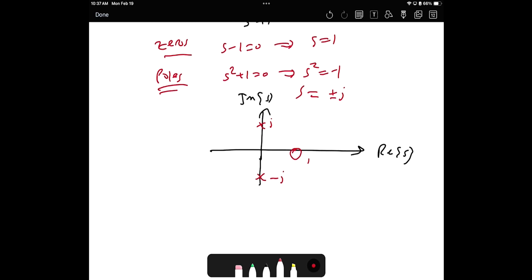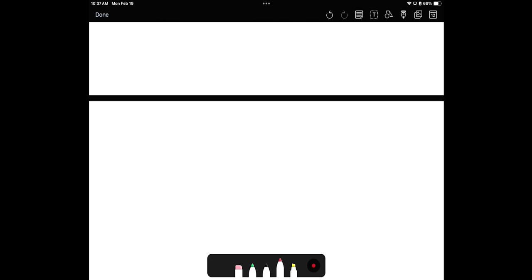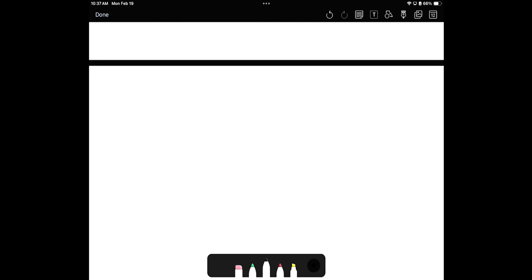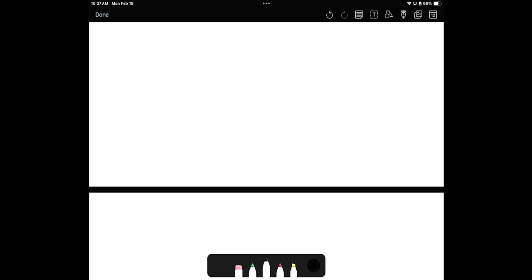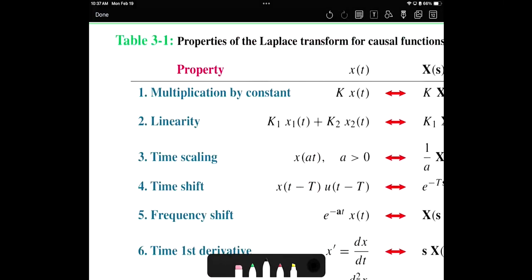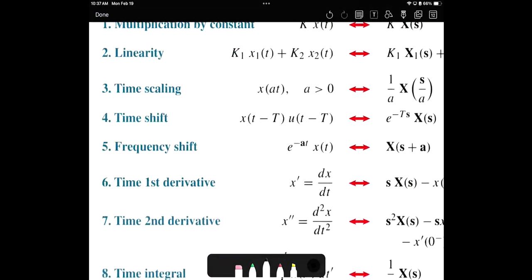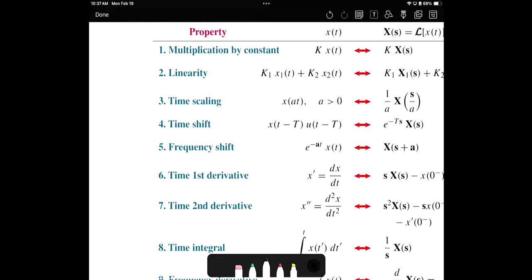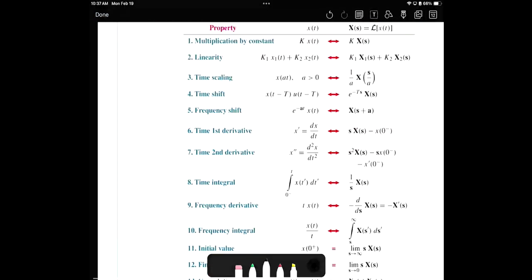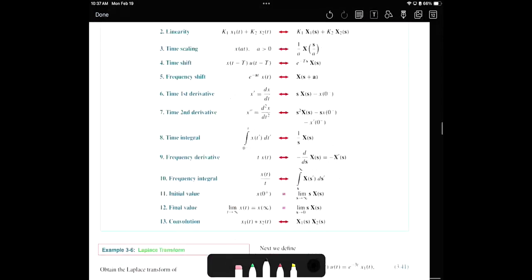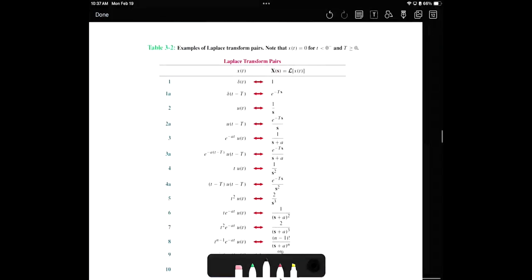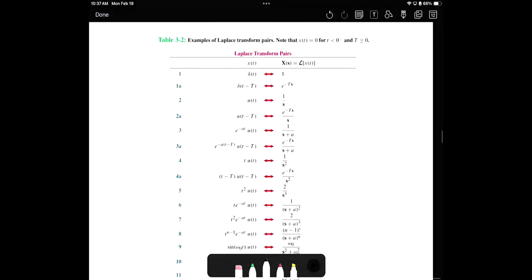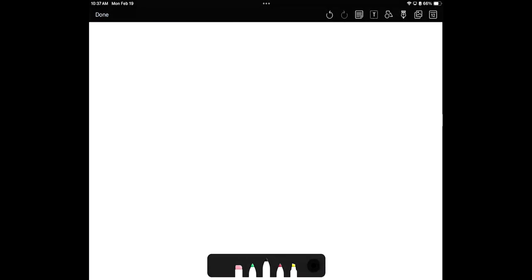Okay. Let's go to the continuation of properties in the Laplace transformation. Again, we can see tables 3.1 and 3.2. We will try to discuss these properties. We already discussed linearity. Now let's go to time shift and then frequency shift as well, and some other properties. So you should know tables 3.1 and 3.2 in the textbook. Those are very important, and you should be aware of all of this.